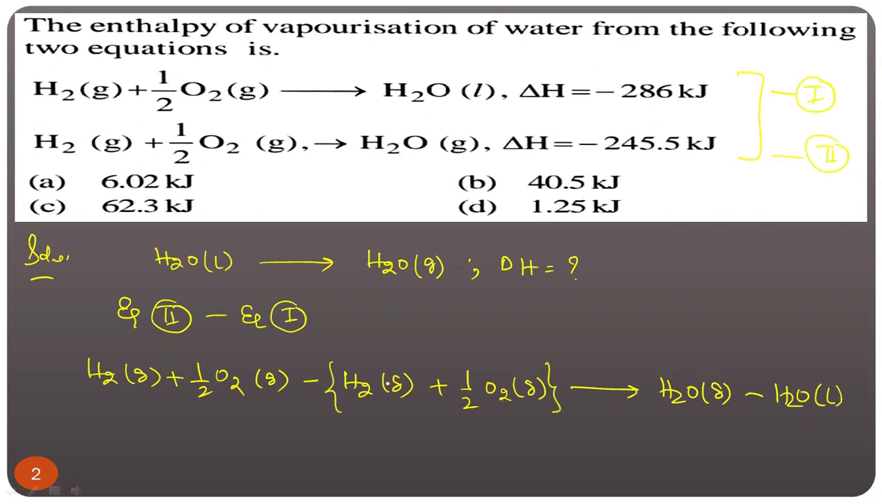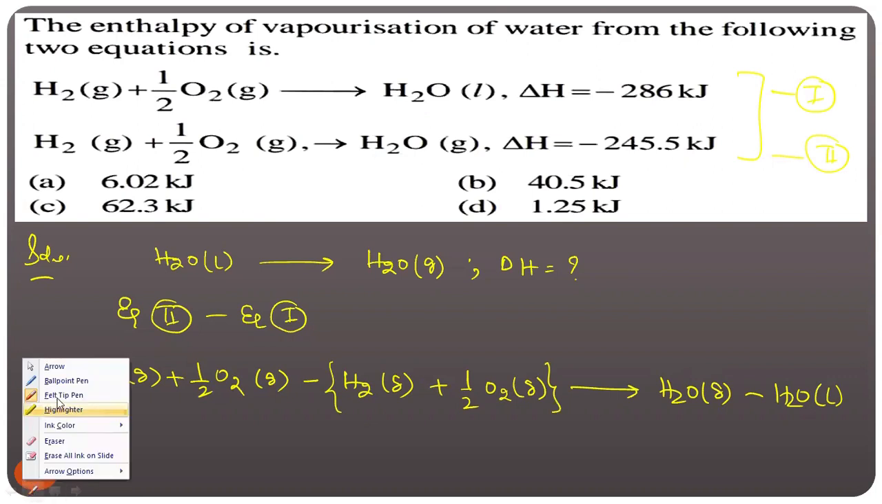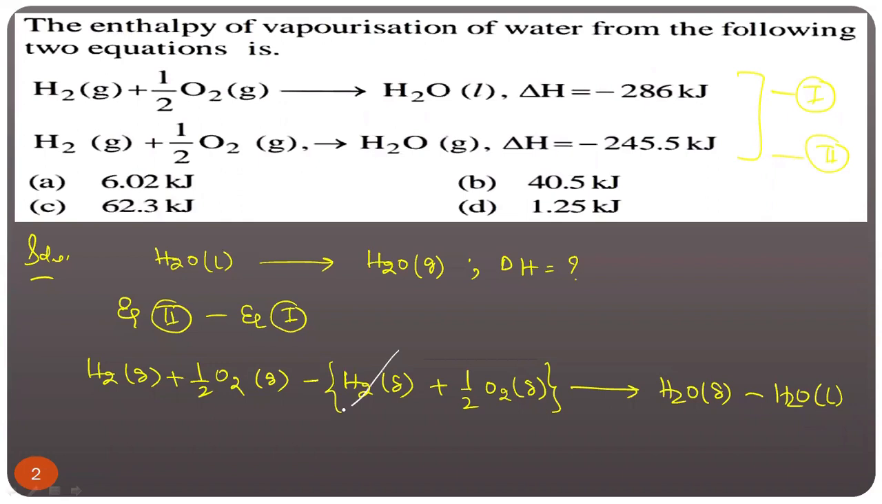Now what will happen? Understand this thing properly. This is gas, H2 and H2 are the same, they will cancel. Minus here, this is O2 gas and this will cancel. But look, don't cancel the H2O, because one is in the gaseous phase and one is in the liquid phase, so you cannot cancel them. So what we are getting on the left hand side is 0. So 0 is equal to H2O gas minus H2O liquid. So this liquid comes here.